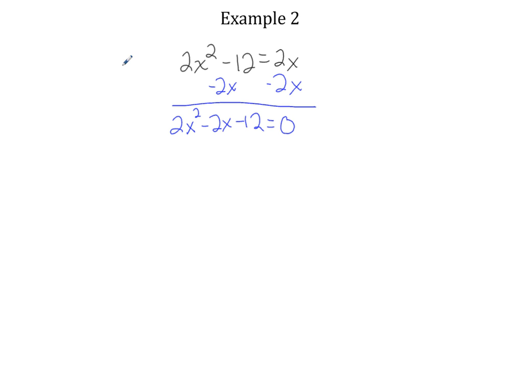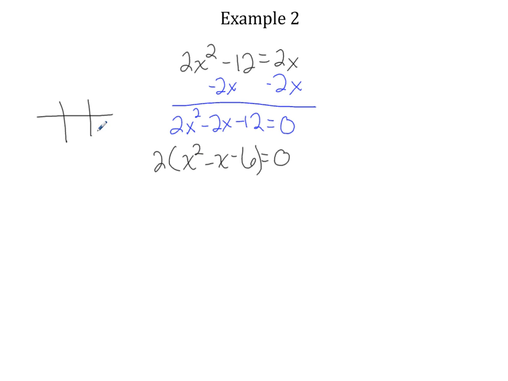So I do that by making myself a little table. Actually, the very first step to factor this is I would factor out a GCF. So I'm going to factor out a 2. And so I get x squared minus x minus 6. All right, so now I'm going to make my table using this trinomial right here.